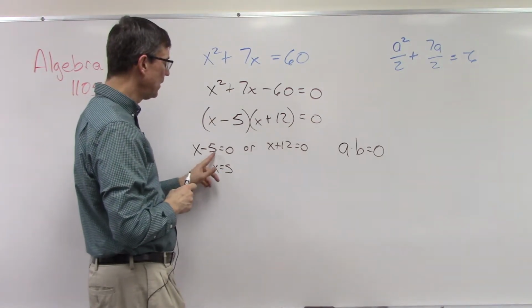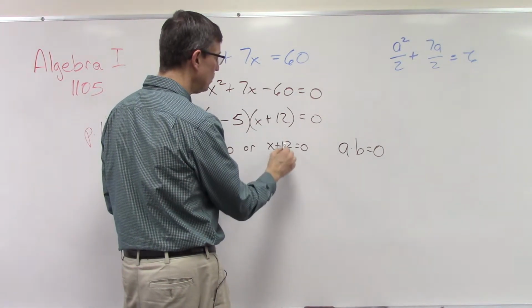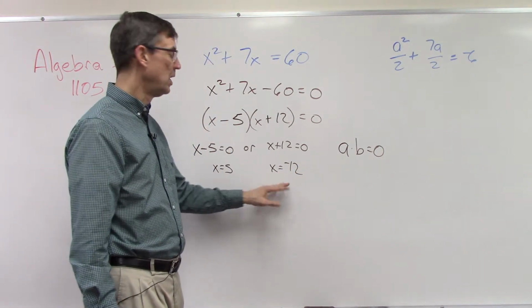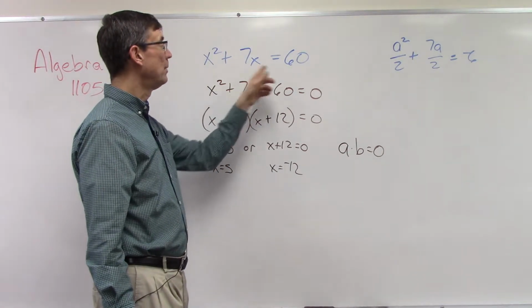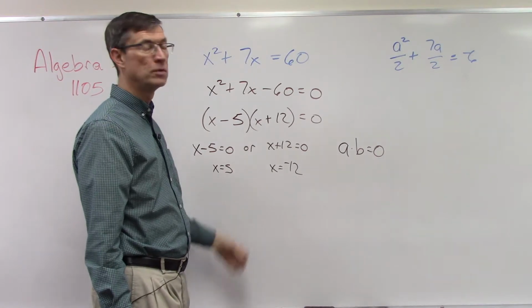So 5 minus 5 equals 0. So we could say x equals 5. Or x equals, take the 12 to the other side, x equals negative 12. So either one of those would make this problem work. So we say that we solved for x. We have the two solutions for x.